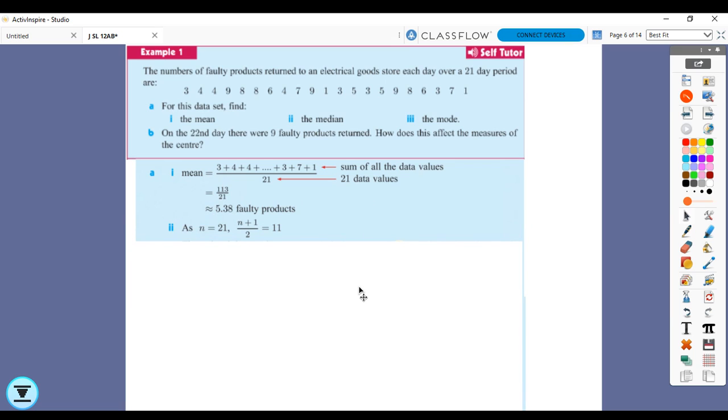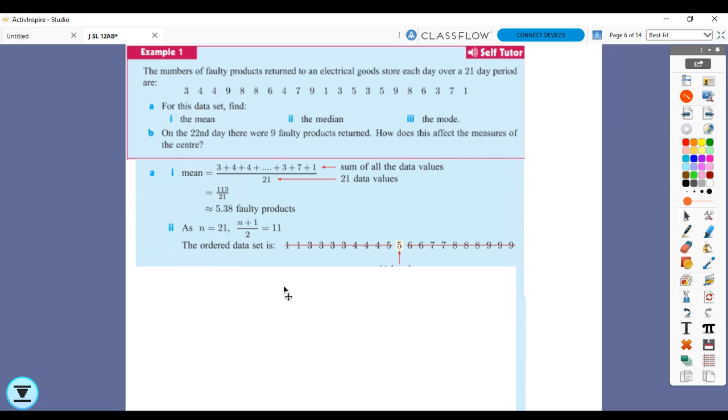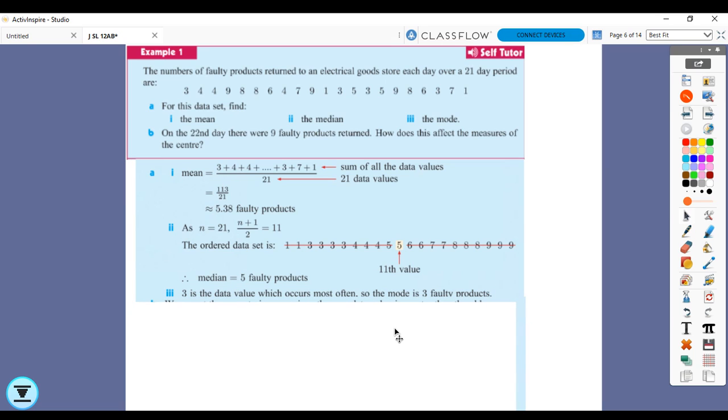The second part is the median. Since we have 21 data points, 21 plus 1 divided by 2 is 11. When you put them all in order, the 11th data point is 5. So the median is 5 faulty products. 3 is the data value that occurs most often, so the mode is 3. This is just basic, straight finding the values.